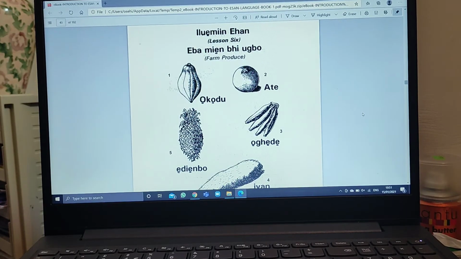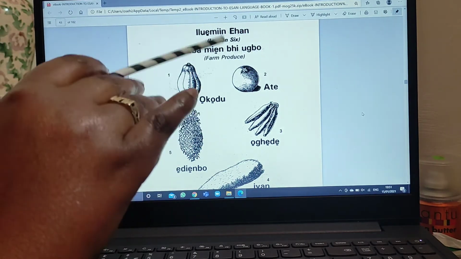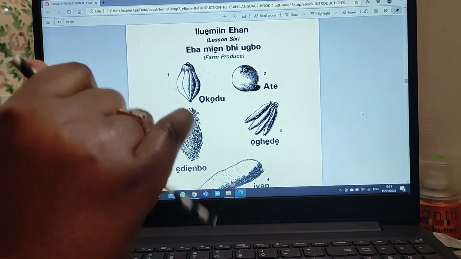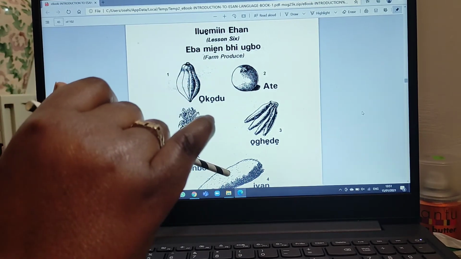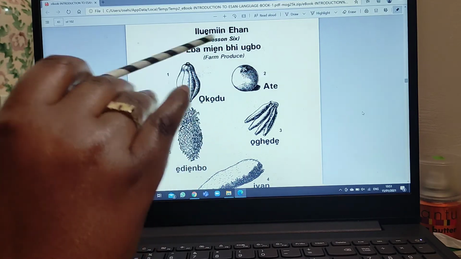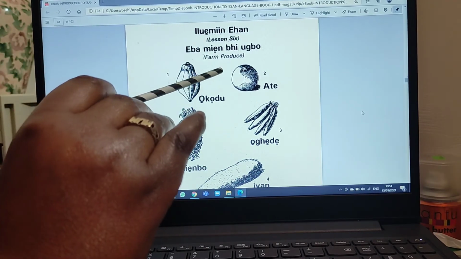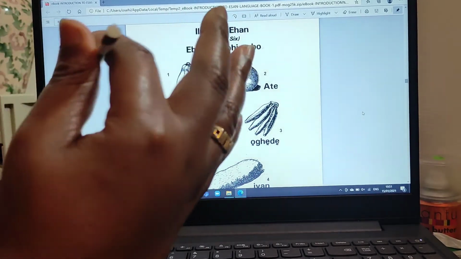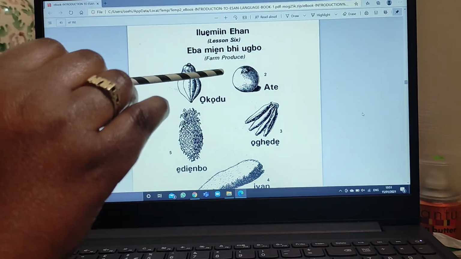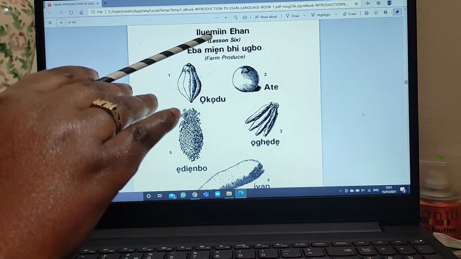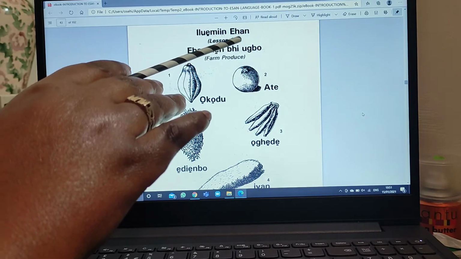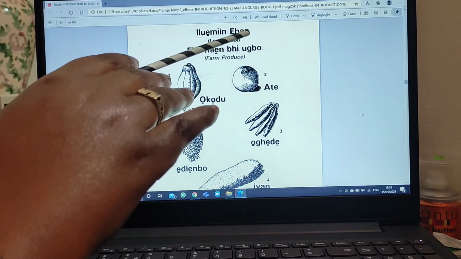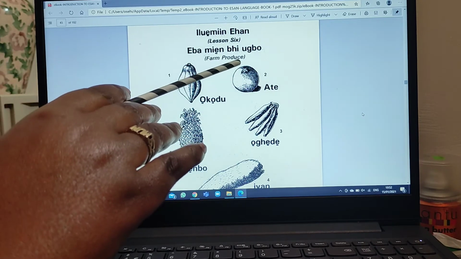So we are now doing it together today because these are short, there are not so many words and examples, so it's good to do 2 lessons together to make the most of each video. So Ilwemi Eha is 6, so lesson 6 is Ilwemi Eha, and these are farm produce.